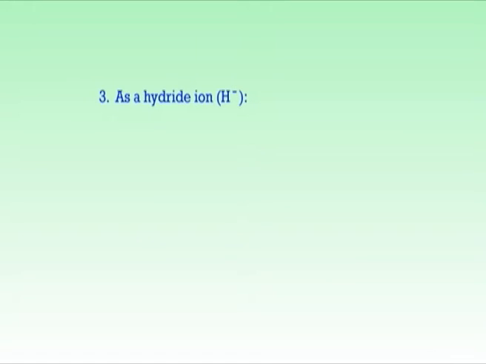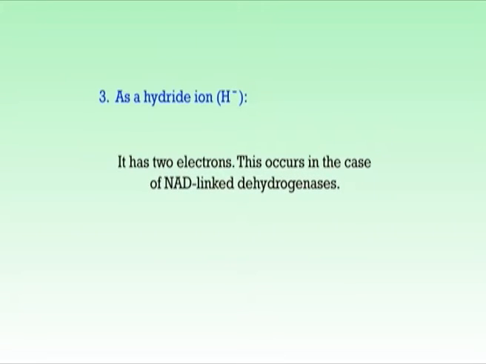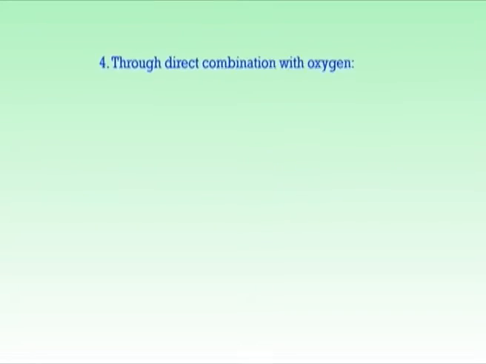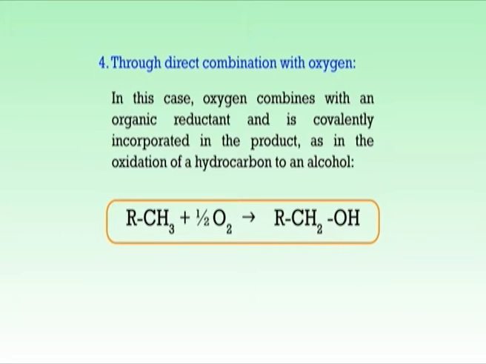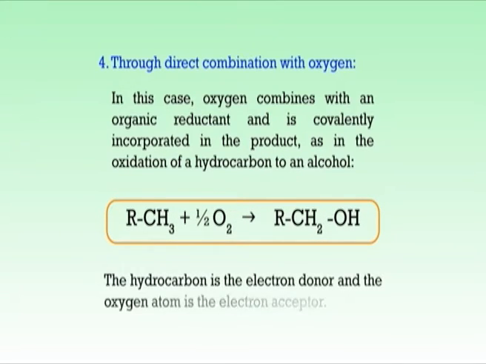And third, as a hydride ion, which has 2 electrons. This occurs in the case of NAD-linked dehydrogenases. And fourthly, through direct combination with oxygen. In this case, oxygen combines with an organic reductant and is covalently incorporated in the product, as in the oxidation of a hydrocarbon to an alcohol. We have here in this equation, the hydrocarbon is the electron donor and the oxygen atom is the electron acceptor. All 4 types of electron transfer occur in cells.